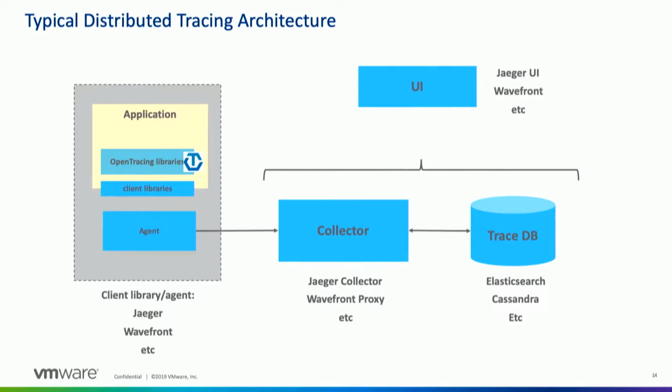You have your application. And if you wanted to use open tracing or open census, you would put those libraries into the application. It would then export a set of information that can get attached to any one of those agents, Jaeger, Zipkin, or in this case, we'll talk about Wavefront. It's going to pass it to a collector. The collector is going to gather that information.